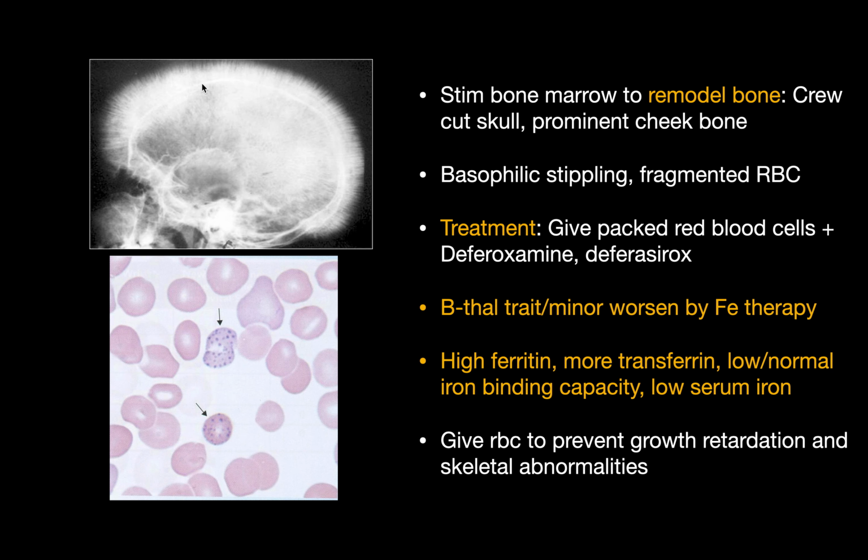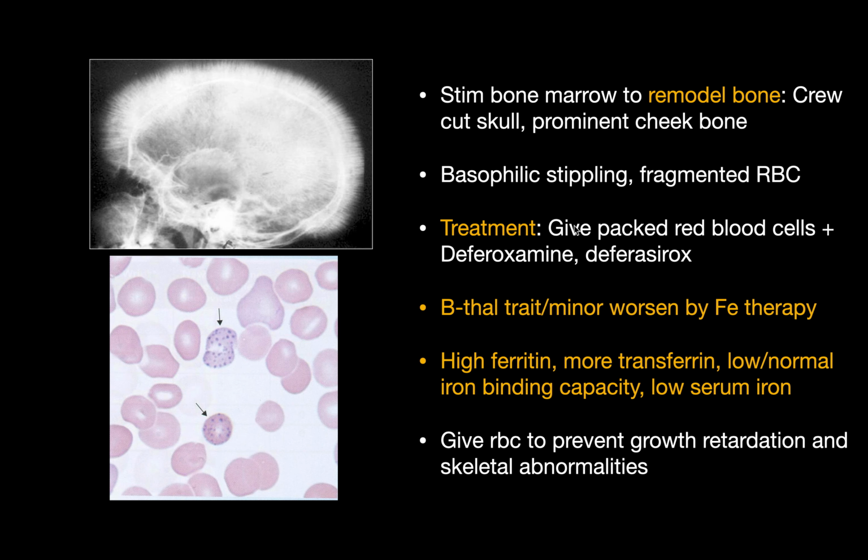Okay, so like sickle cell anemia, it's going to stimulate the bone marrow to remodel the bone, and it's going to make this fuzzy outline. So it's called a crew cut skull, and you're going to have very, very prominent cheekbones. The cells are going to show basophilic stippling along with the fragmented red blood cells. So it's important to distinguish it from lead intoxication as well.